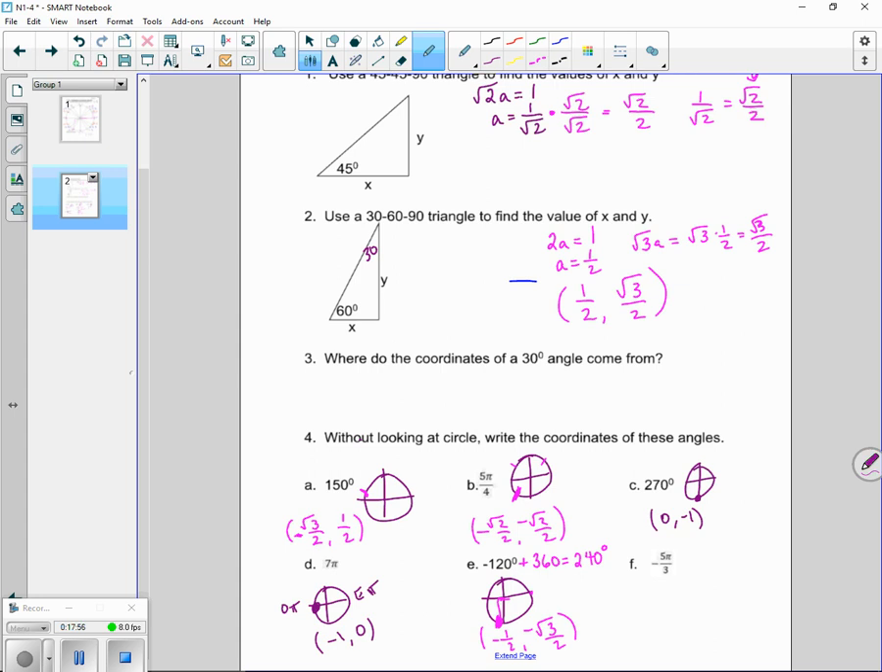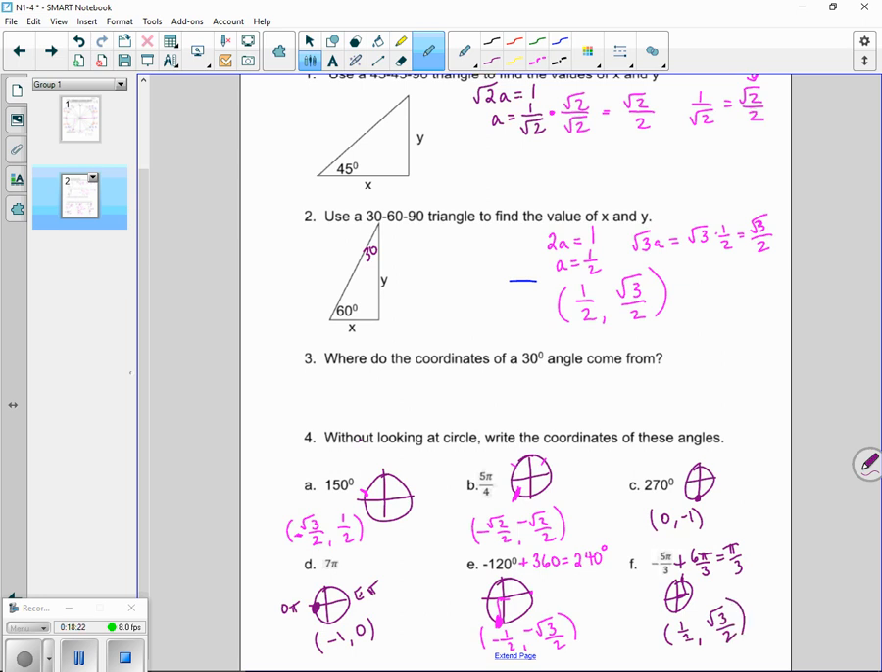-5 pi over 3, again, same kind of song. Some people go, I'm going to go ahead and add the 2 pi, which in this case is 6 pi over 3. So that would be pi over 3. Well, that's an easy one. That's in quadrant 1. So both positive. X, Y, short in the X, long in the Y. And those are my ordered pairs.